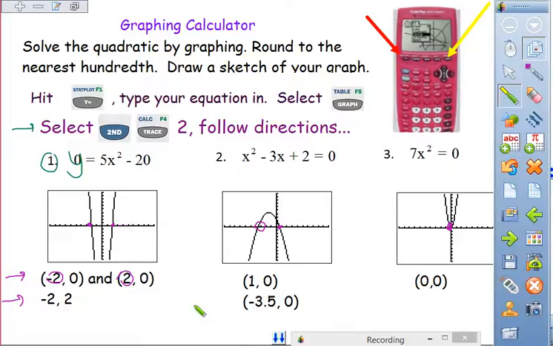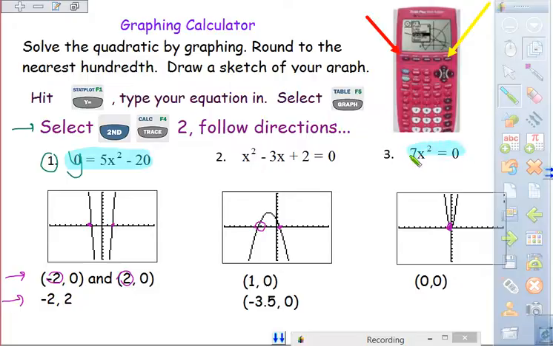If we go back to using our other skills, number 1, we could solve algebraically. So you could subtract 20 or add 20, divide by 5, and take the square root. And number 3, you could also do algebraically. Your first step would be to divide by 7. Second step would be to take the square root. But number 2, you could not solve algebraically.